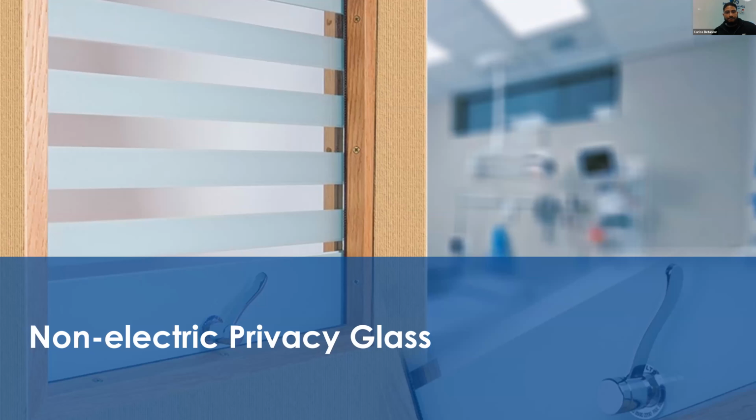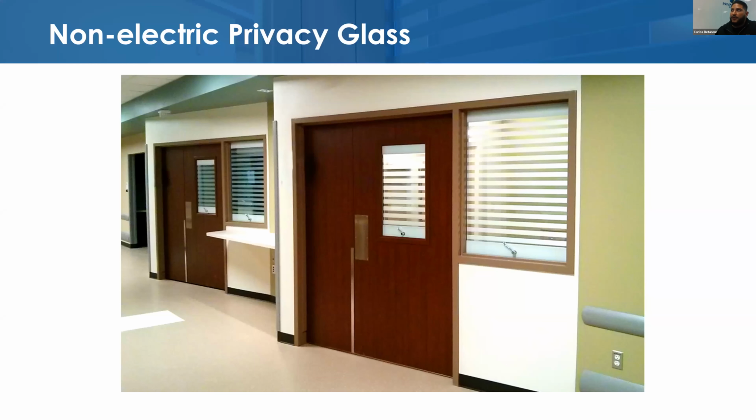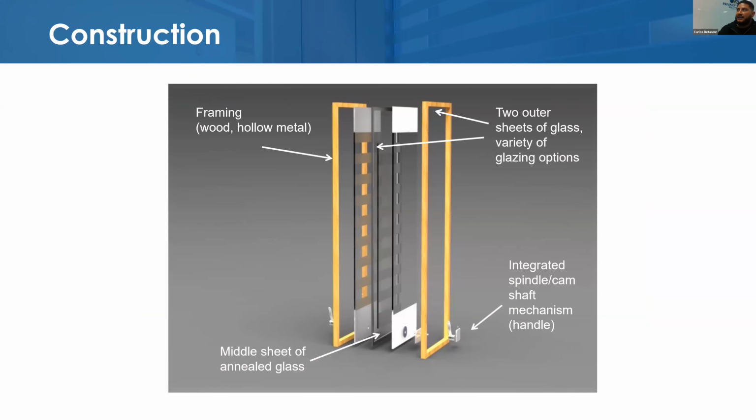Okay, so moving on. Non-electric privacy glass. Again, this is a little bit of a hybrid product. This is 3 sheets of glass sealed together with alternating sandblasted lines or a frosted line pattern. So we're going to dive into what exactly makes this product. The typical construction is going to be 2 sheets of 1/4-inch tempered glass that sits inside a 3/16 air cavity. Inside that air cavity is a 5/32 piece of glass.